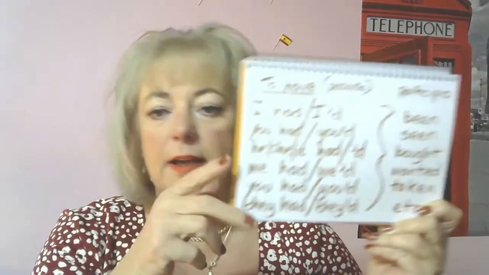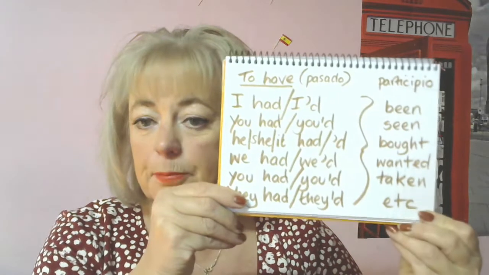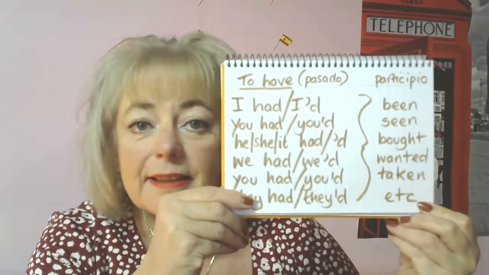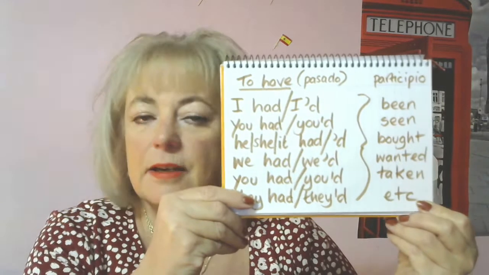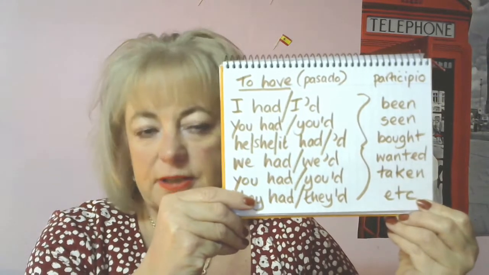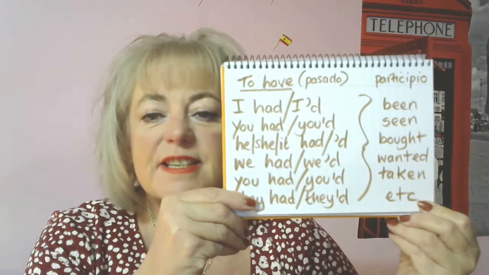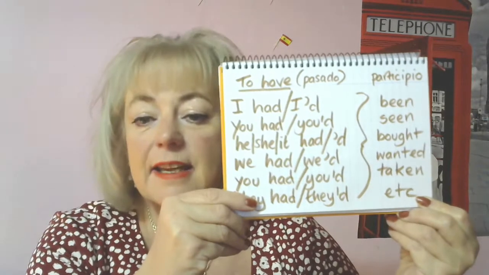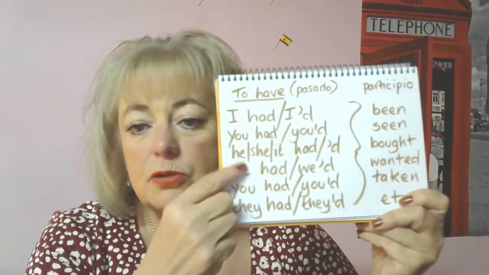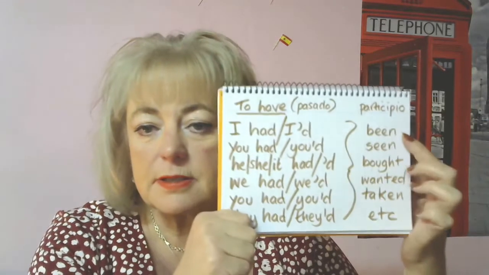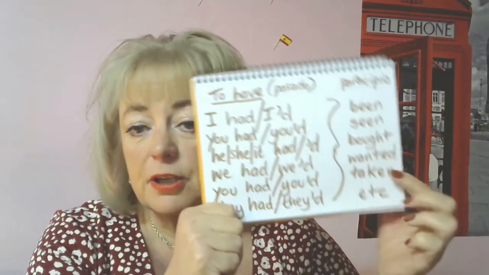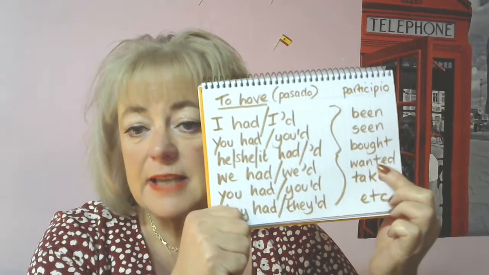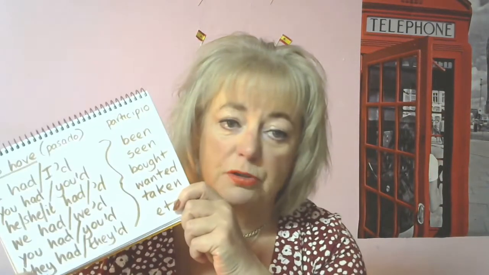So, y después usamos el participio, por ejemplo, been del verbo to be, seen del verbo to see, bought del verbo to buy, wanted del verbo to want, and taken del verbo to take, etc. So, algunos de estos participios, mira, irregulares, porque normalmente solo añadimos ed para hacer un participio en inglés. Pero hay muchos irregulares, como en español también hay muchos irregulares.